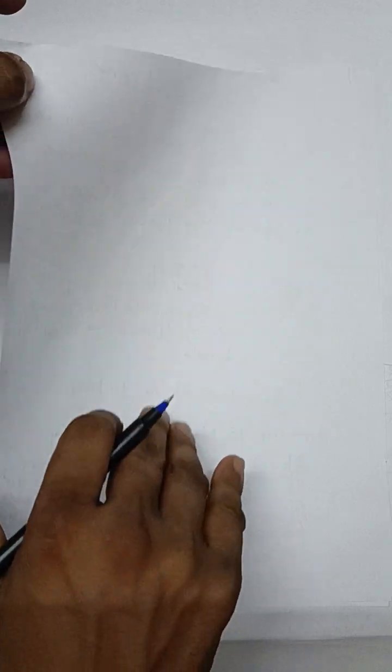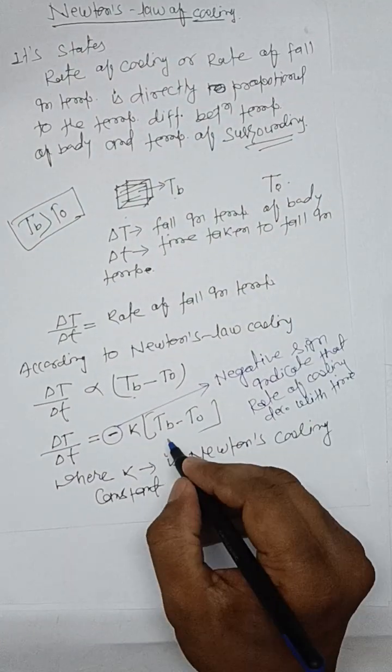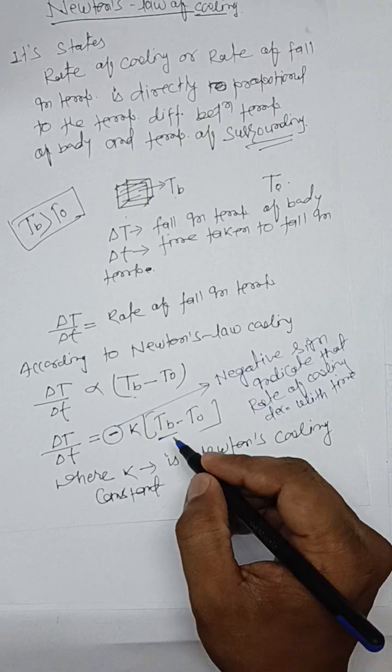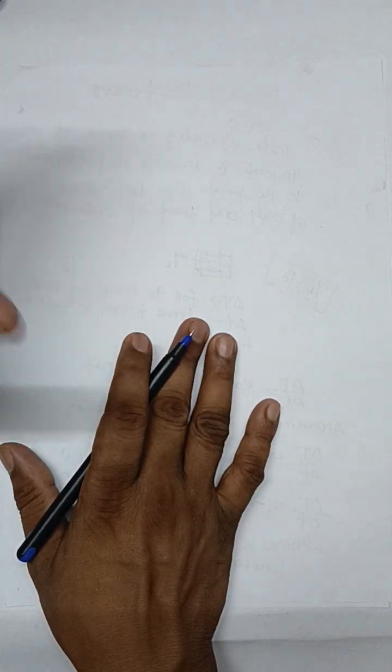If we use Newton's law of cooling in solving a problem, one major problem comes up: what do we take as the temperature of the body? Here T_b is the temperature of the body. When solving problems, the temperature of the body is not easy to take.